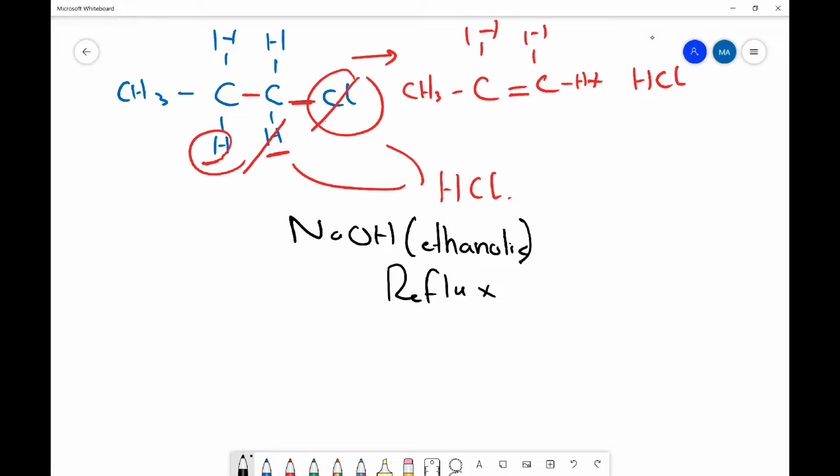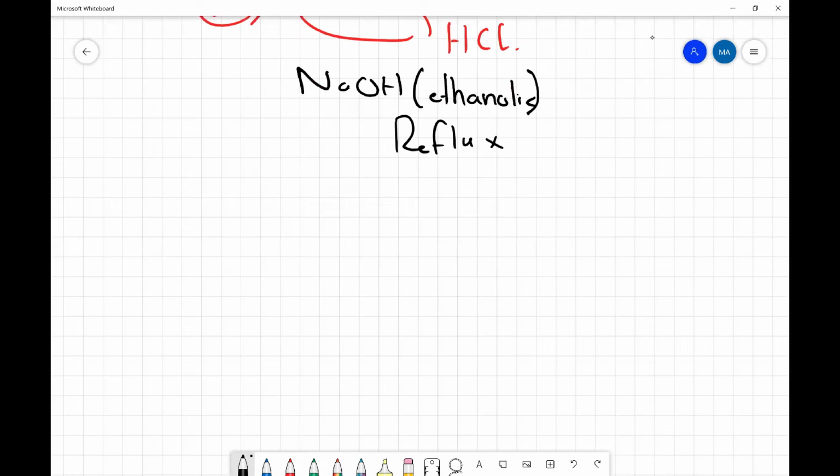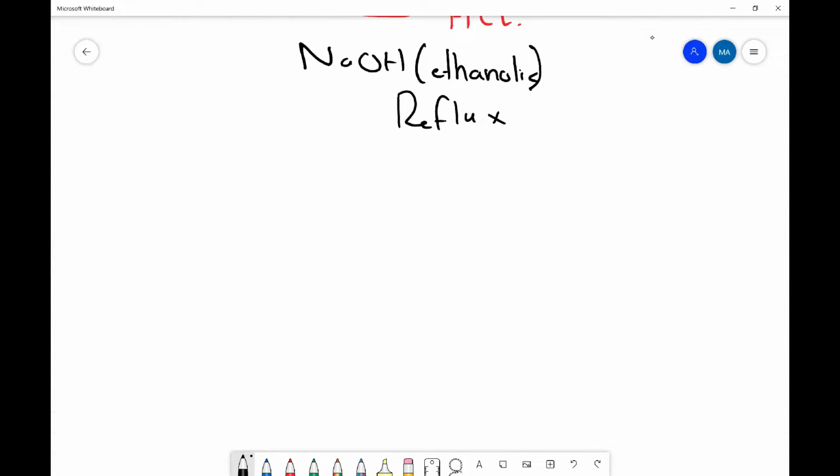You will be asked about these questions most of the time in the MCQs: when do you use NaOH ethanolic and when do you use NaOH aqueous? You should know that NaOH aqueous is used for nucleophilic substitutions, whereas NaOH ethanolic is used for elimination reactions, along with reflux. Reflux is common for both of these reactions. Okay, that is it. I'll give you a few questions to practice these eliminations after this lecture.